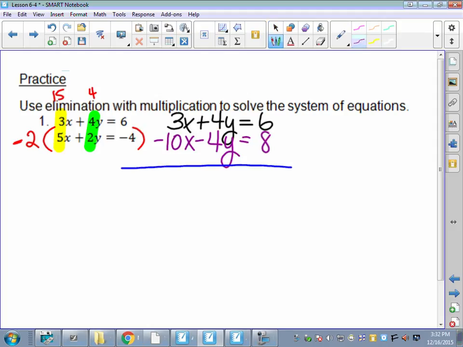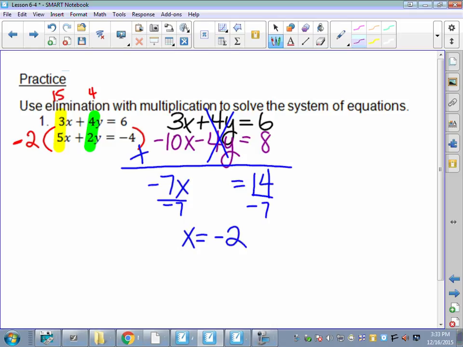Now we're going to just put a big old plus and add those guys together. 3x plus a negative 10x is going to give you a negative 7x. The y's cancel out because 4y plus a negative 4y is no y's left. So we've just eliminated the y's by doing this. Bring your equal sign down, and 6 plus 8 is 14. Super simple one-step equation to do. So divide both sides by negative 7, and you end up with x is negative 2.